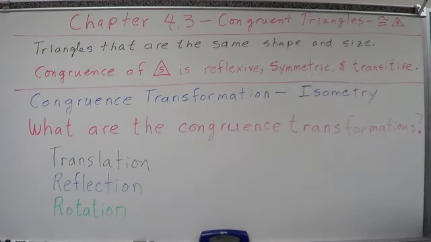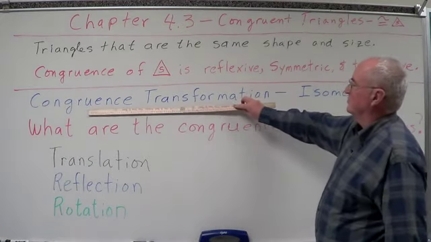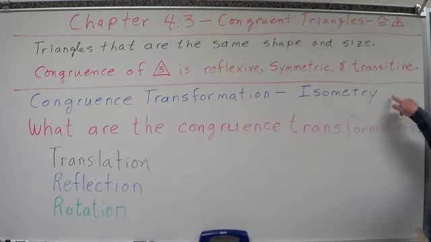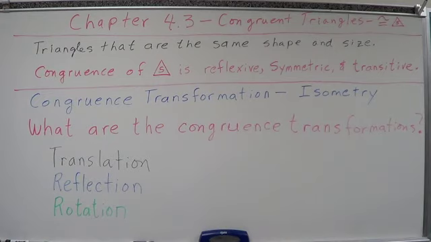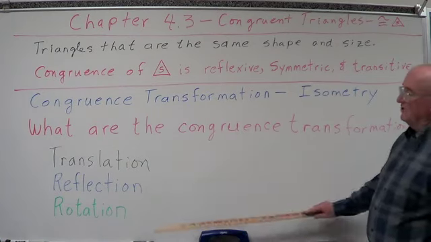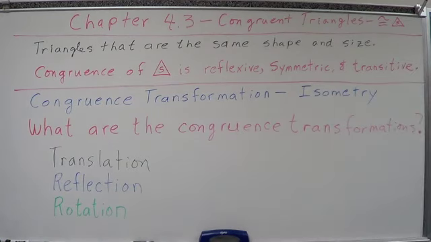Okay? Now let's talk a little bit about something we've already been over quite a few weeks ago when we did transformations. Let's talk about congruence transformation. Congruence transformation is known as an isometry. Okay? What are the congruence transformations? Okay, we've known that. You've been tested over it. You did a good job on that. Translation, reflection, and rotation are isometries.